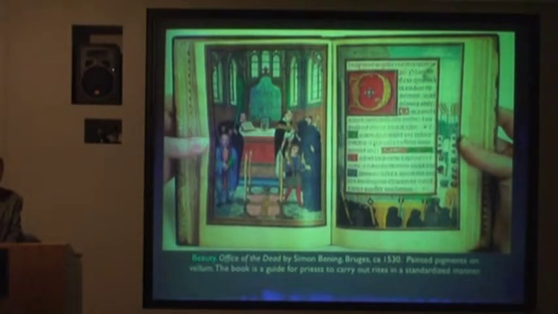Beauty is not overrated. Bening, perhaps the greatest late Netherlandish miniaturist, captured whole worlds in his paintings. This tiny painting is a page from what is essentially a textbook for priests, but is a work of art as well. And what's going on here is that this is showing priests how to carry out a rite for a funeral called the Office of the Dead.